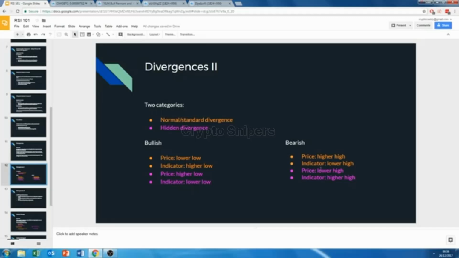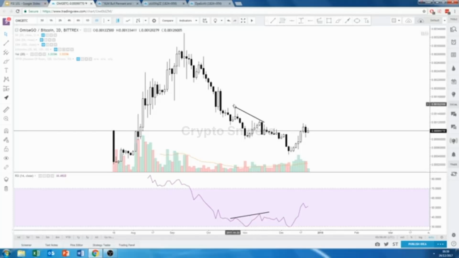Just to go back and check, it's a hidden bearish divergence. And as you can see, and this is on the 2-day charts, this is quite major. Lower high, higher high, bearish divergence, and we had more downside.